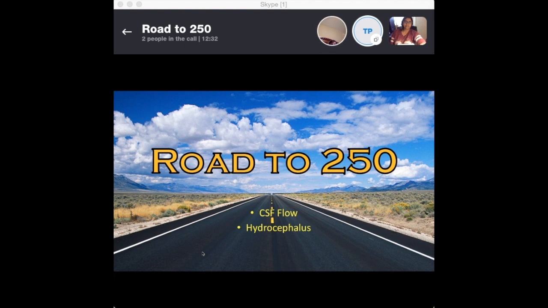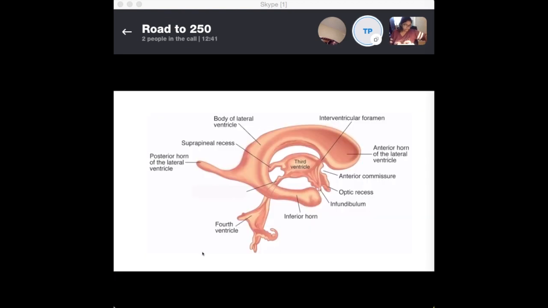Alright guys, so today I'm going to talk about CSF flow and hydrocephalus types. So to start off with, CSF is essentially the flow of our ventricular system.